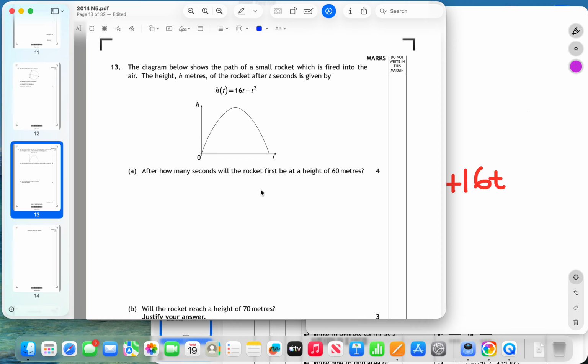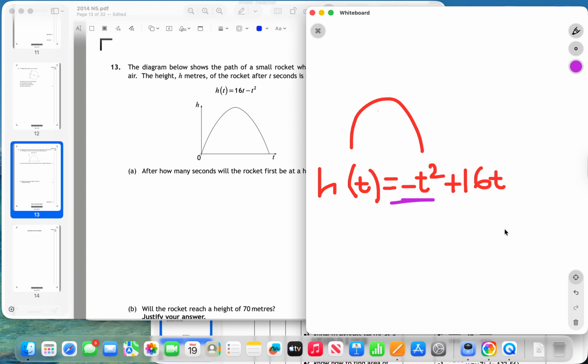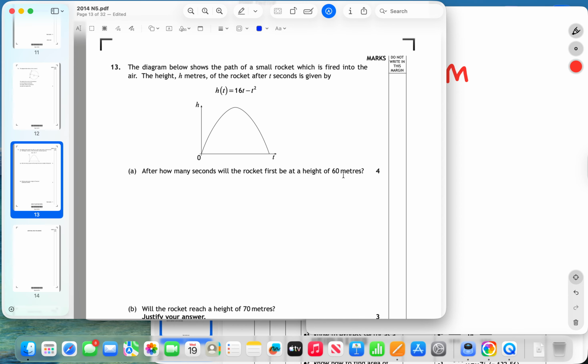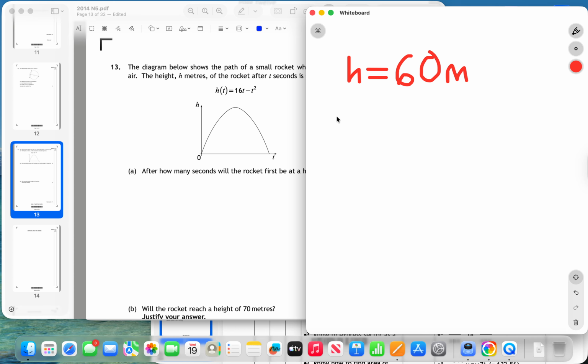But the question is, after how many seconds will the rocket first be at a height of 60 metres? Now, you have the equation, and we know that the height is 60, so that is h is 60. So we know that h equals 60 at a particular time, and we have to find the time at which the height is 60. Check our units, yeah, metres.